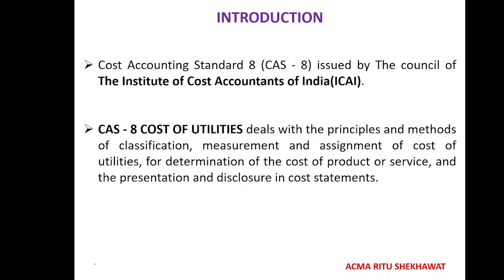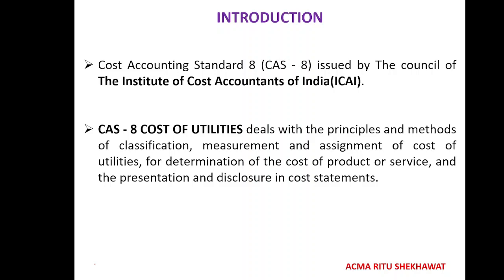Utilities are certain ingredients or elements which are used in the production process, but they do not form part of the final output. For example, power, steam, water are essential to production, but they do not form part of the final output. That means any supporting element that is used in the manufacturing process and does not become part of the finished product is a utility.